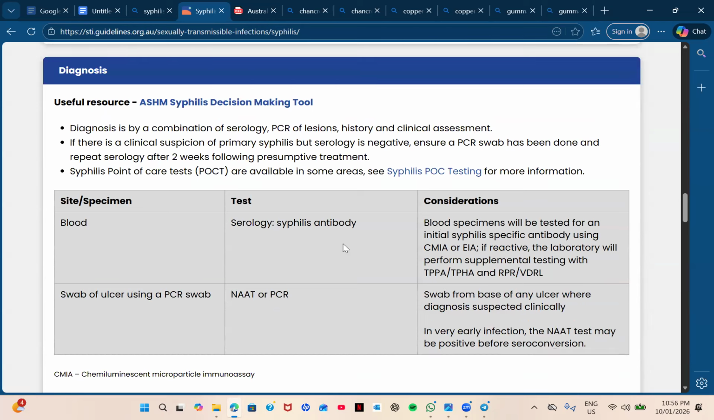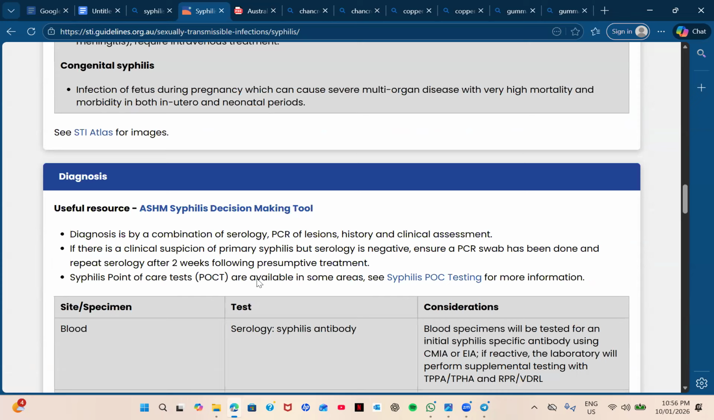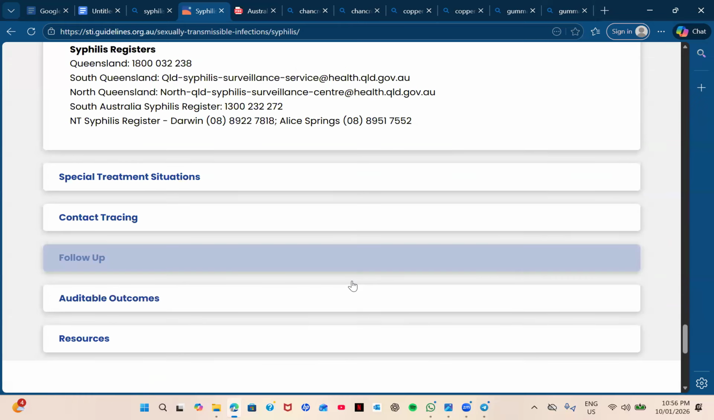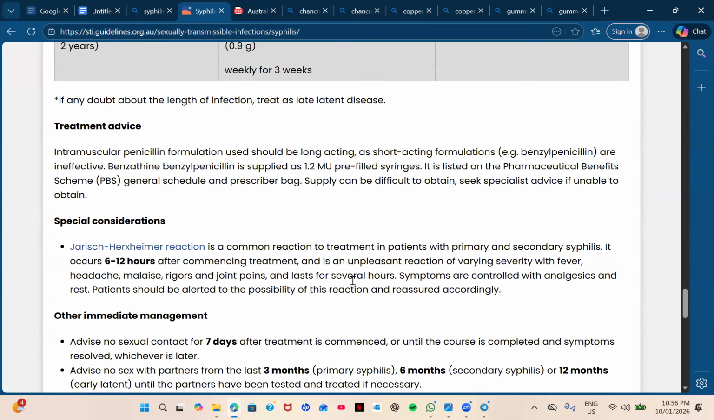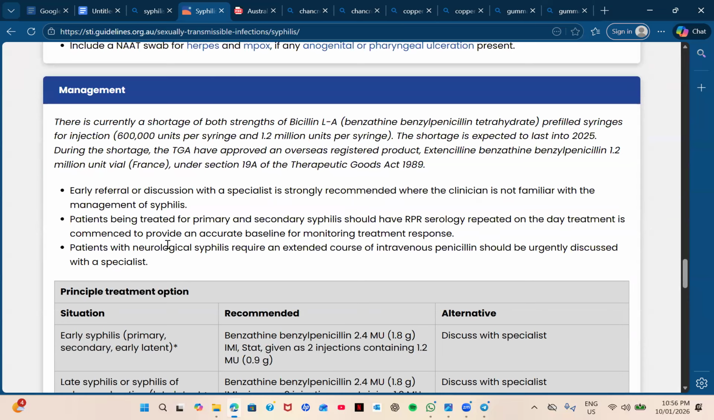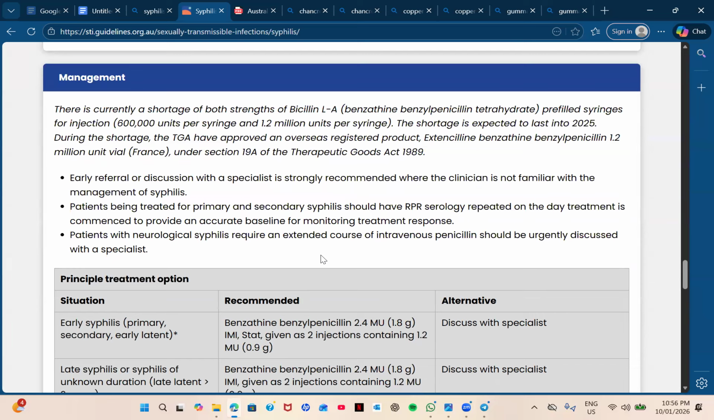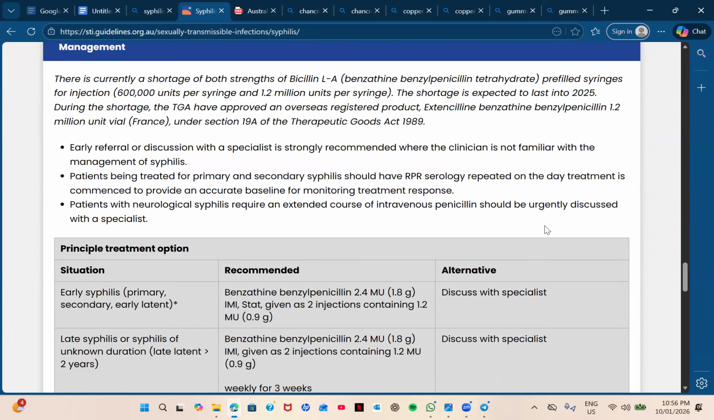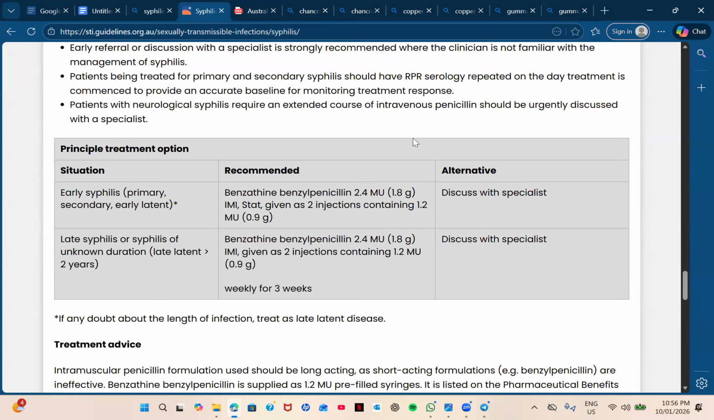Here also they have mentioned it. Yeah, we have discussed. We have to check the serology 2 weeks after treatment and before the treatment. Okay, for the serology, anyway, we have to do it for the diagnosis. Then, patients with neurological syphilis require an extended course of intravenous penicillin and should be urgently discussed with a specialist. So in that case, we have to refer.